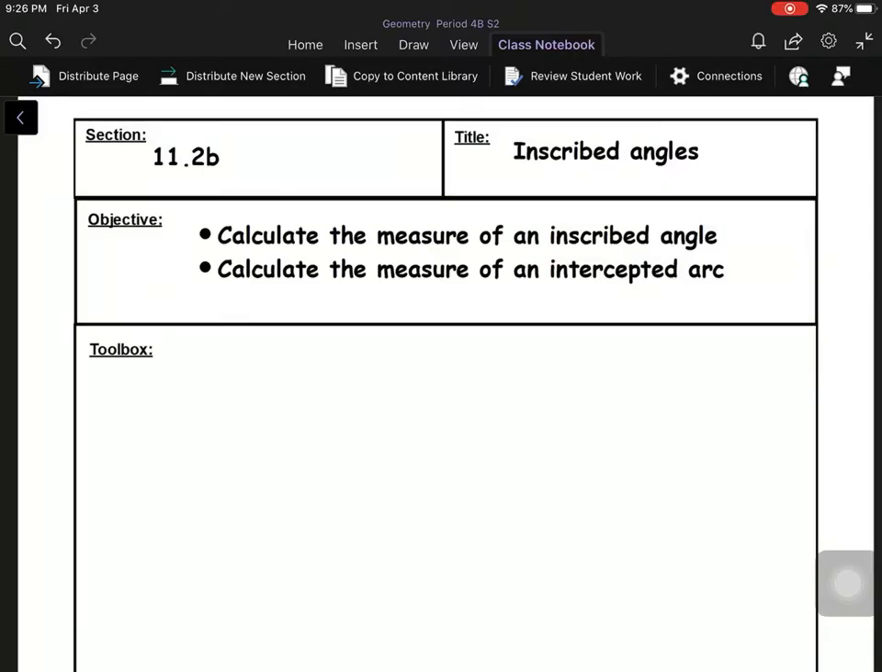Okay, this is lesson number 3. Today we will calculate the measure of an inscribed angle and then calculate the measure of an intercepted arc. So similar to what we did in the second lesson, this is going to be, again, angles inside of the circle, but they're going to be on the circle. That's what an inscribed angle is. And then the intercepted arc is the arc formed by the two rays, or the two segments, I guess, that make the angle.